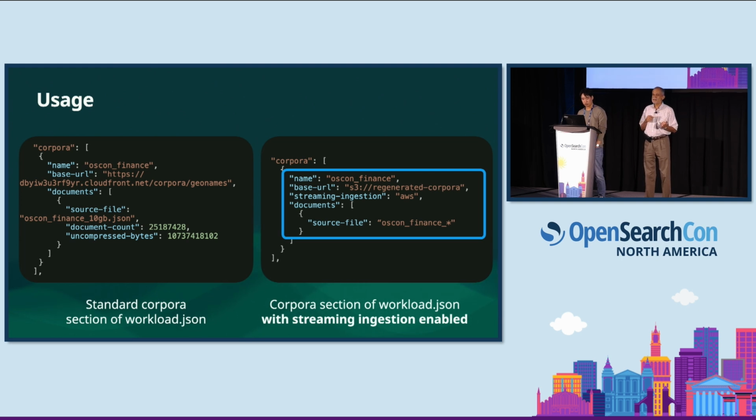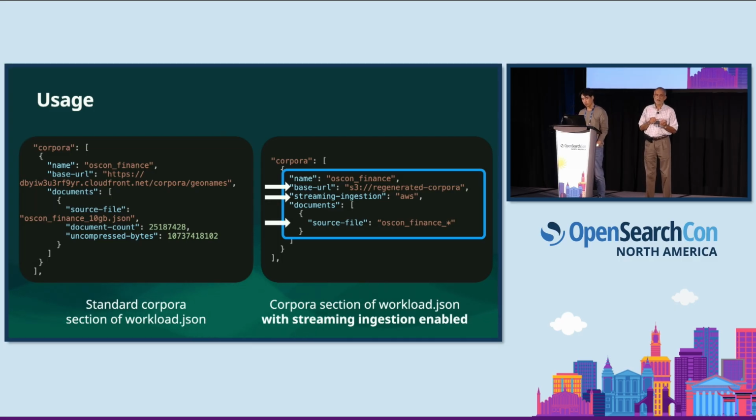With streaming ingestion, there is no real concept of number of documents or a size of the file because you might have an infinite stream of data. So those fields are skipped. In addition to that, you have a tag which says streaming ingestion, and then there is the base URL.